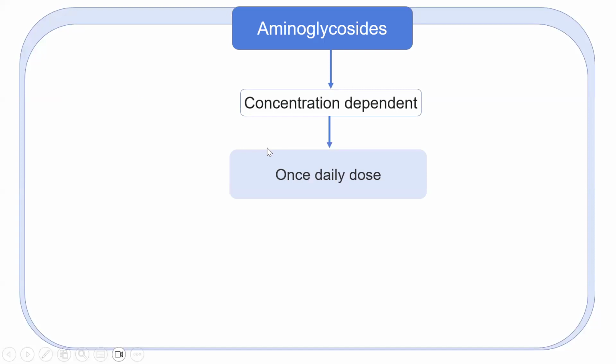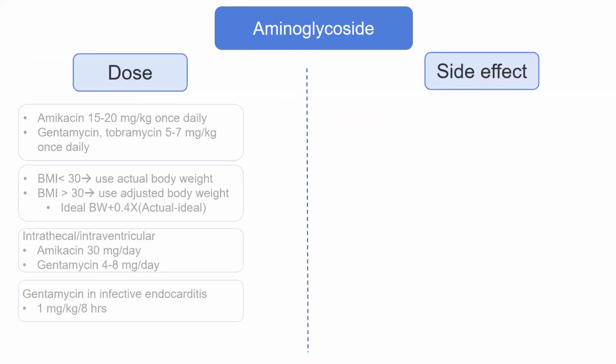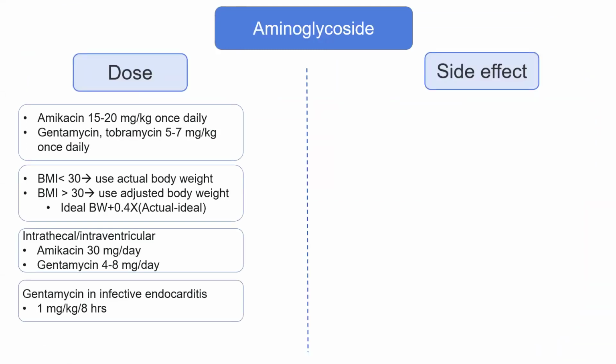The aminoglycoside is concentration dependent, so it is better to be given as a once daily dose. The dose for amikacin is 15 to 20 milligram per kilogram once daily. For gentamicin and tobramycin, it's 5 to 7 milligram per kilogram once daily. And the dose is adjusted according to the body weight.